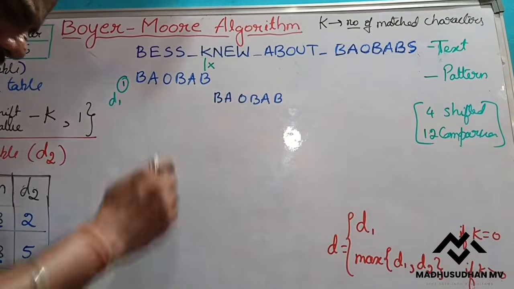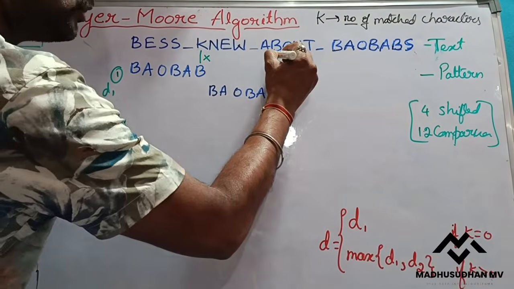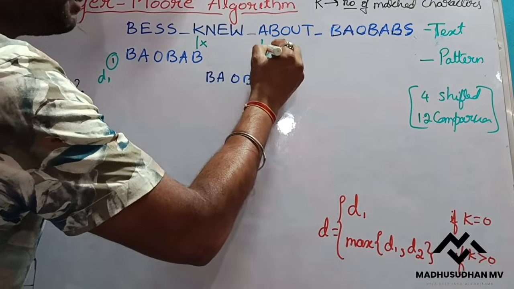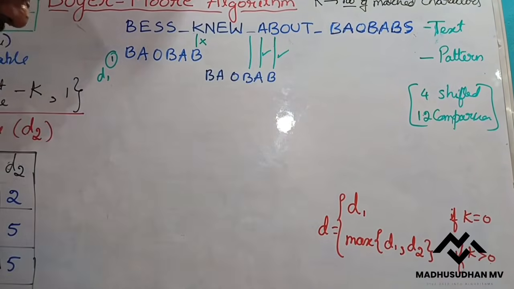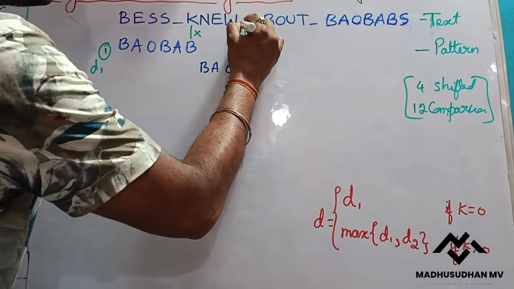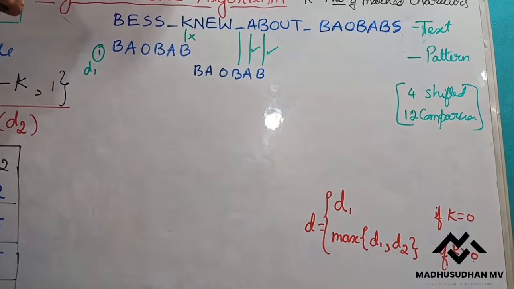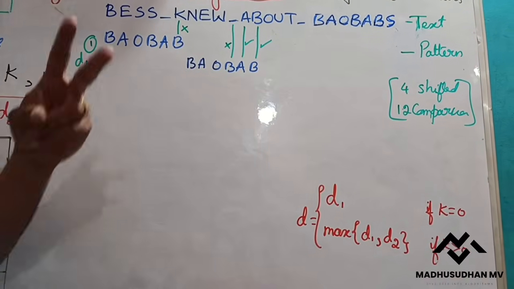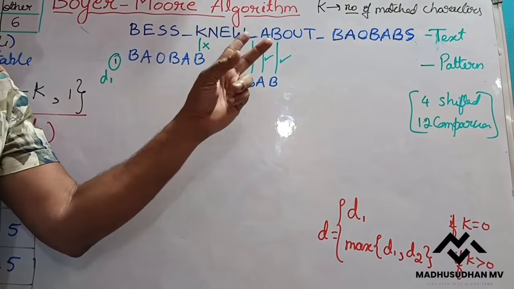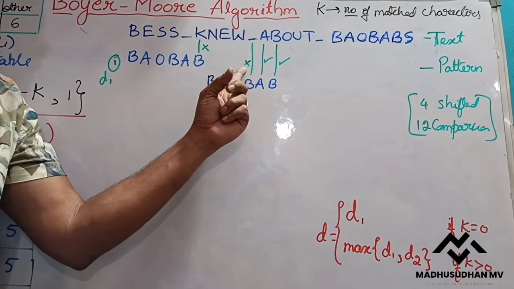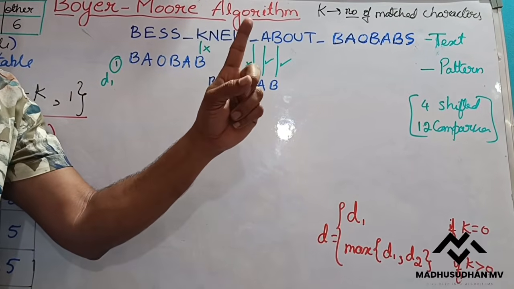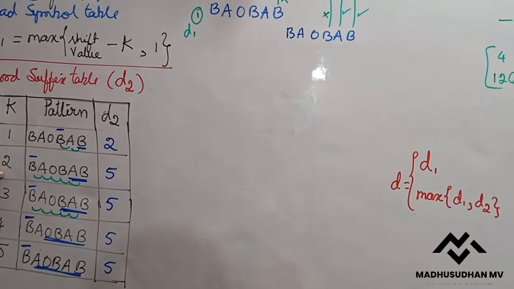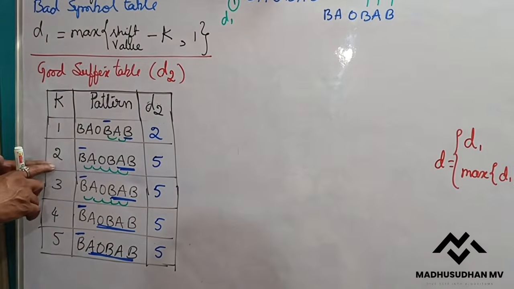Now here when I started comparing, the first character matched, and the next character matched. Now a third character mismatch occurs. This is underscore. Here the mismatch occurs at the third character. That means after two successful comparisons, at the third position we failed to match. That means after 2 comparisons, k is equal to 2, the number of characters matched is 2.